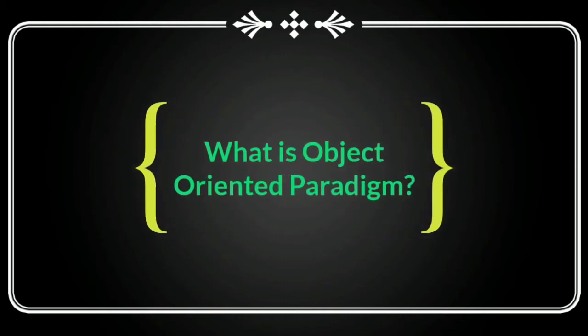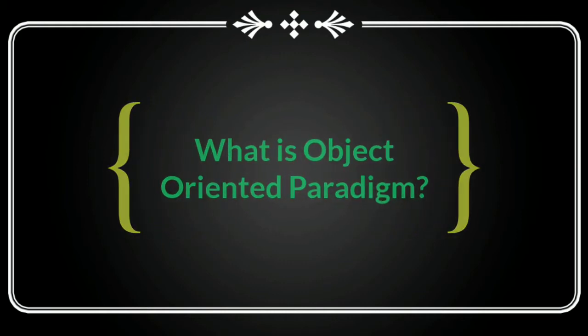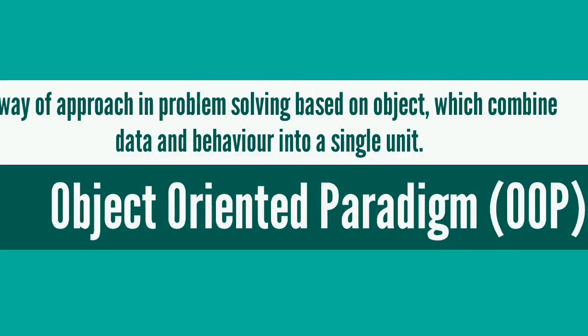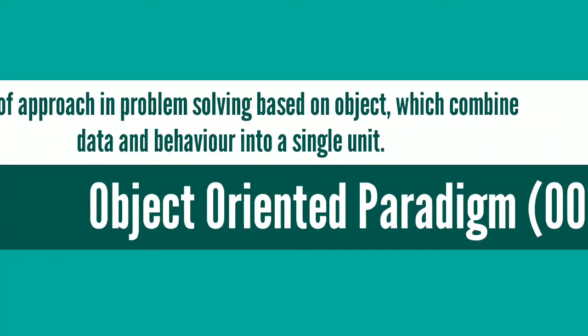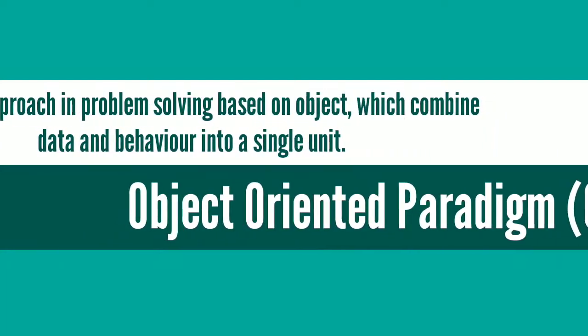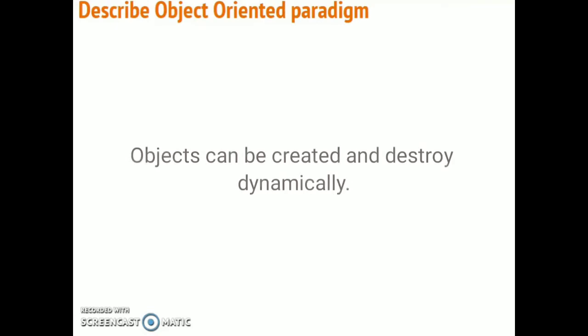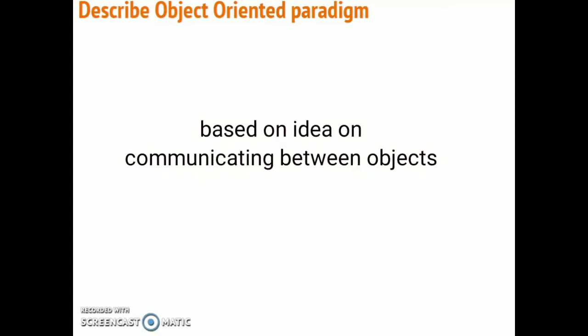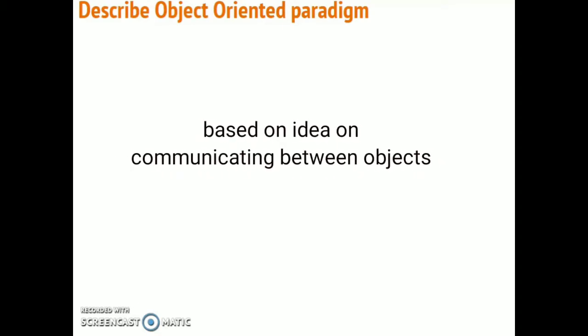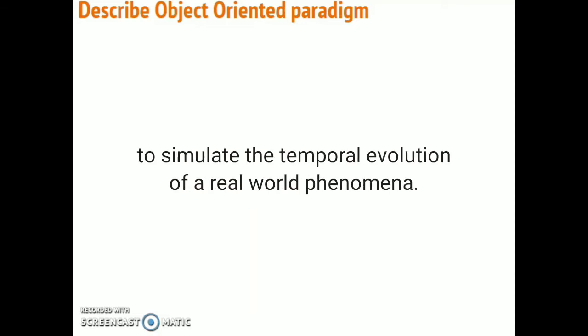Second one, what is the object-oriented paradigm? Object-oriented paradigm is defined as a way of approaching problem solving based on objects, which combine data and behavior into a single unit. In the object-oriented paradigm, procedures operate on abstract values called objects, which can be created and destroyed dynamically. This programming paradigm is based on the idea of communicating between objects to simulate the temporal evolution of a set of real-world phenomena.